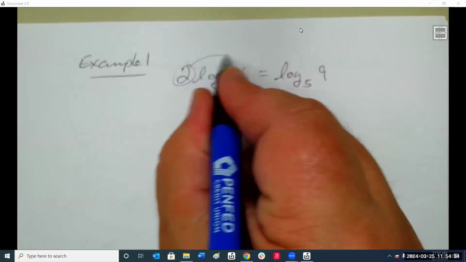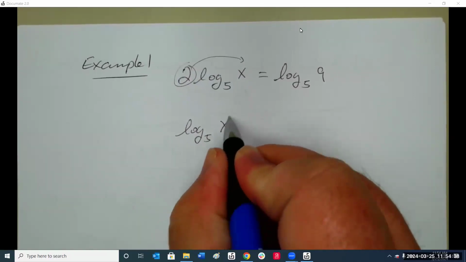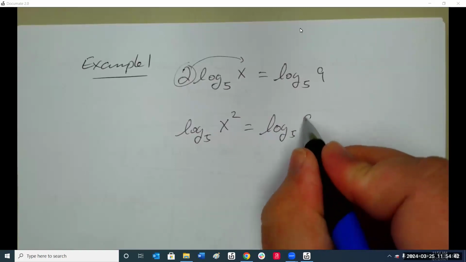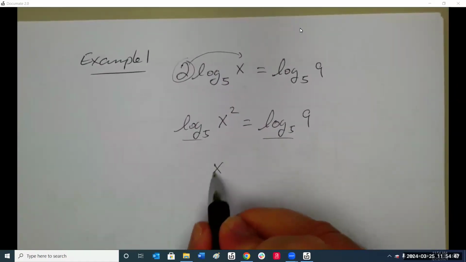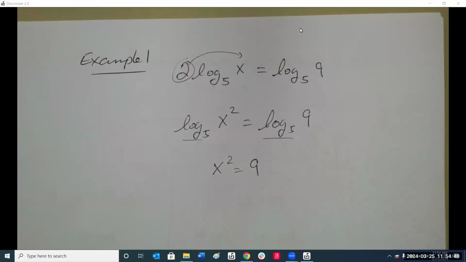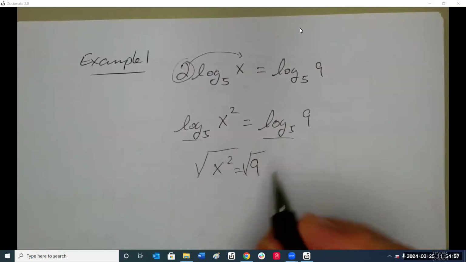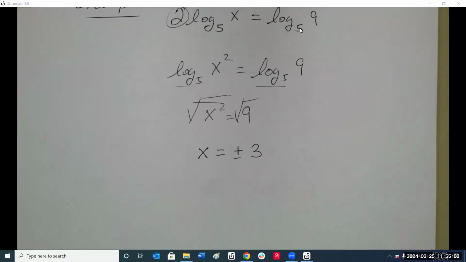This is a coefficient. So we have log base 5 of x squared equals log base 5 of 9. Since the logs are the same, the only way it could be true is if x squared equals 9. To get the x by itself, I square root both sides. So x is equal to plus or minus 3.